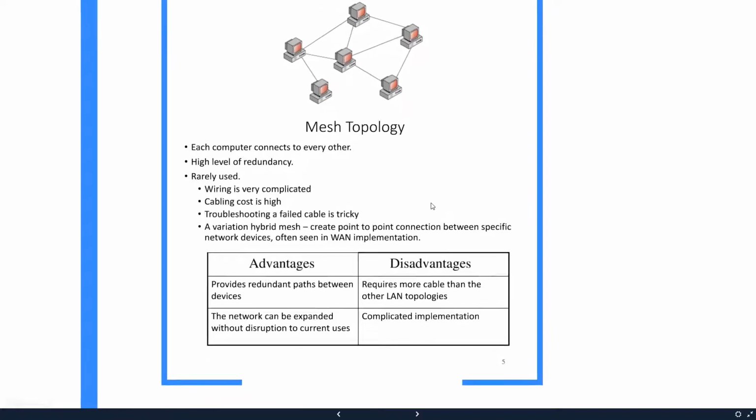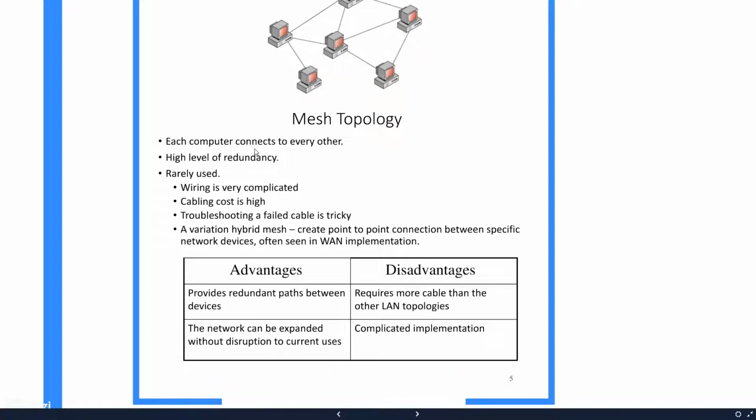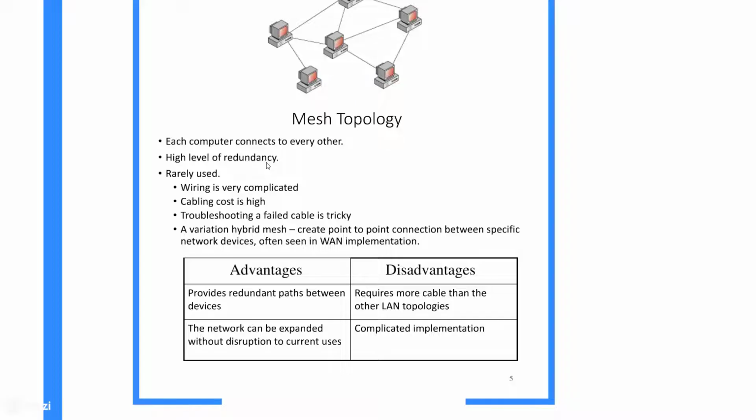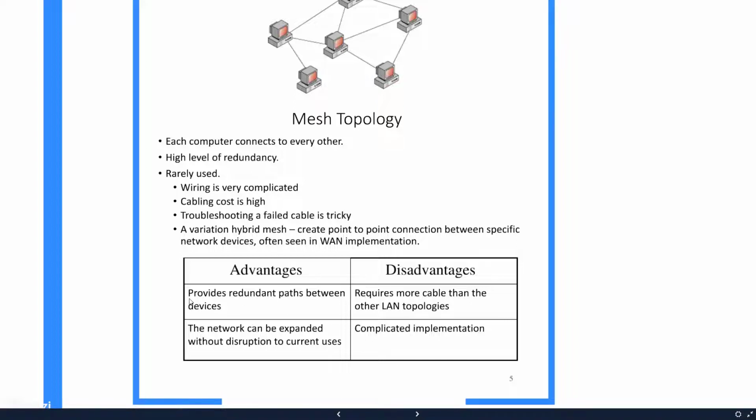Let's take a look at its details. Each computer connects to every other computer. High level of redundancy. So in the case that one connection fails, there are still other options for data to pass through. So advantages: provides redundant paths between the devices. The network can be expanded without disruption to current uses. For the disadvantages, it requires more cable, of course, than the other LAN topologies, and implementation is complicated.